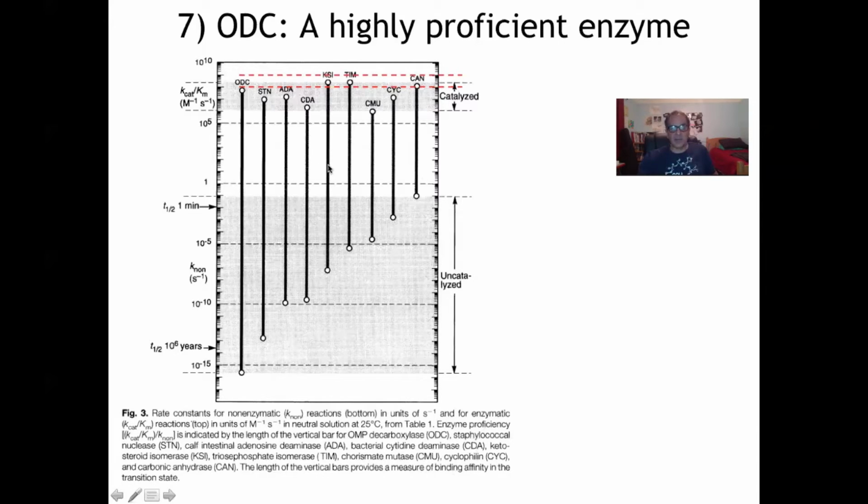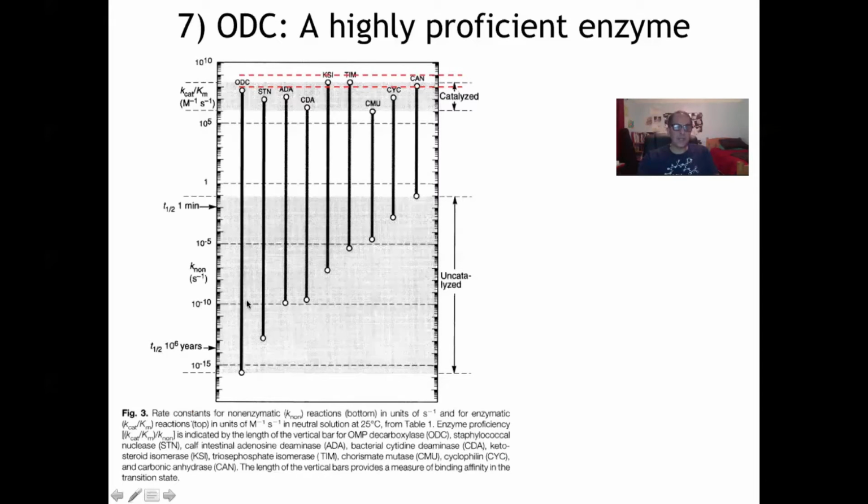Well, what's graphed here basically is the catalytic proficiency of a number of different enzymes, including OMP decarboxylase, which we're just going to abbreviate ODC, and then a number of other representative enzymes: staphylococcal nuclease, STN, adenosine deaminase, carbonic anhydrase. You can just look here in the figure legend to see what all these various abbreviations stand for.